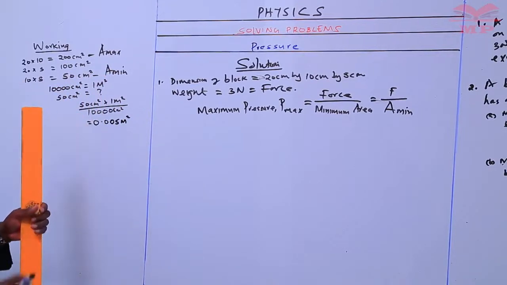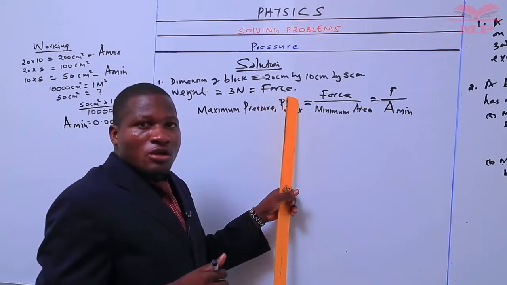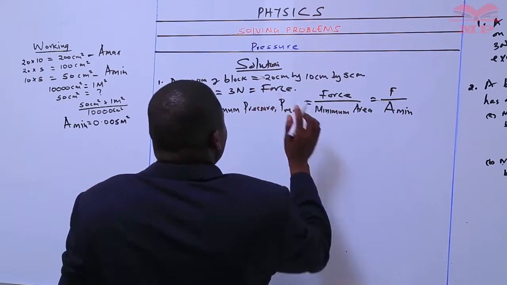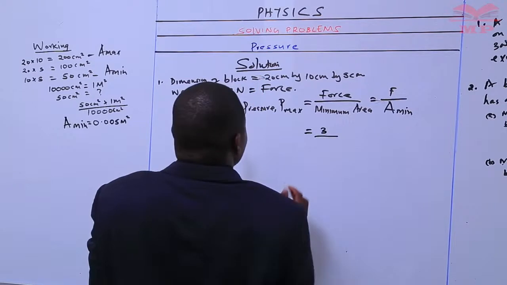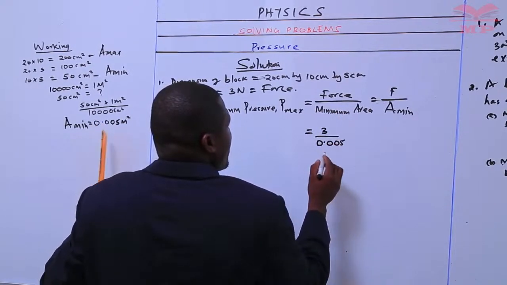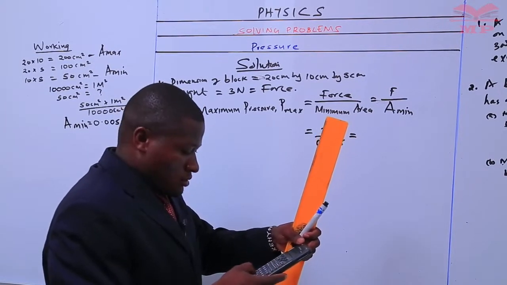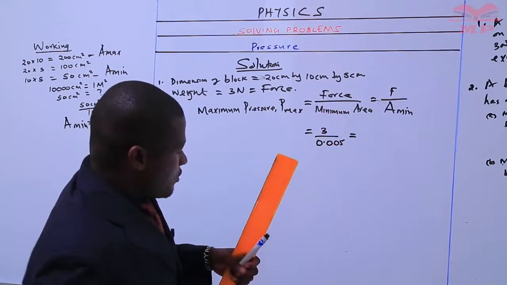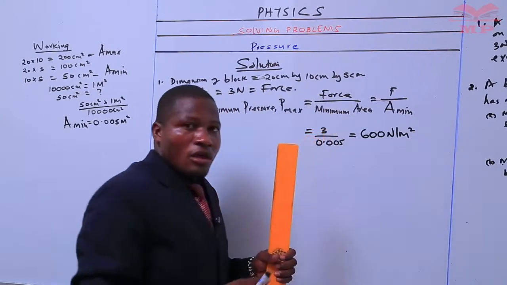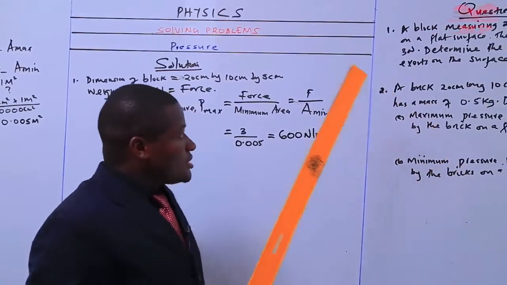So I have area, which is a minimum. This is a minimum. Then I have force. Meaning, if I want to get P max, our P max is just equal to force, which is 3, divided by A minimum, which is 0.005. So if I take 3 divided by that, our answer is giving me 600 Newton per meter squared pressure. This represents the maximum pressure that can be exerted by that block on the surface. This is the first question.